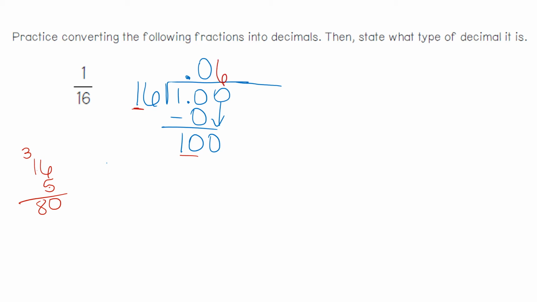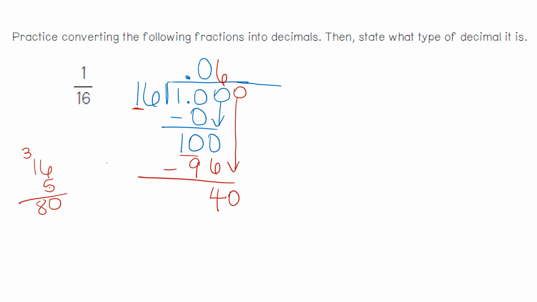6 times 6 is 36. We're going to carry that 3. 6 times 1 is 6 plus 3 would be 9. So that gives me 96. Subtract, and that leaves me with 4. So we add a 0, bring it down.